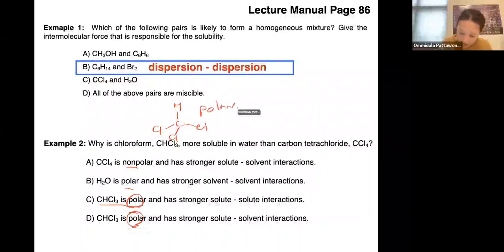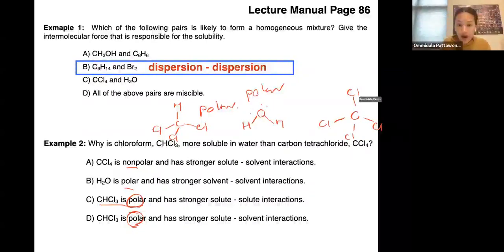Water has a bent structure, so water is also polar. If you're looking at carbon tetrachloride, the carbon-chlorine bonds are polar. However, these polar bonds are pulled away from each other in all directions, equally. Therefore, carbon tetrachloride is non-polar because all the bond dipole moments will cancel each other out.